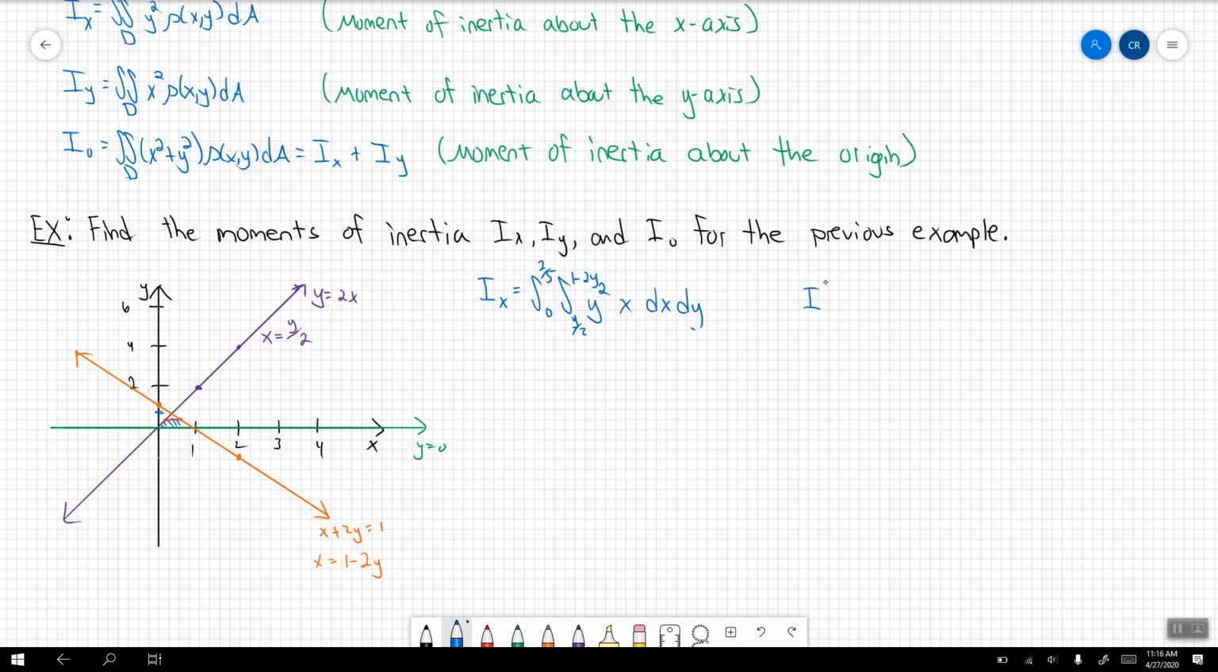Moment of inertia about the y-axis, here we go. Again, same double integral from 0 to 2/5. Innermost integral, that's going to be from y over 2 to 1 minus 2y. And then I'm going to need my x squared multiplied by my density function, which in this particular case is just x. All right? And then this was dx dy once again.